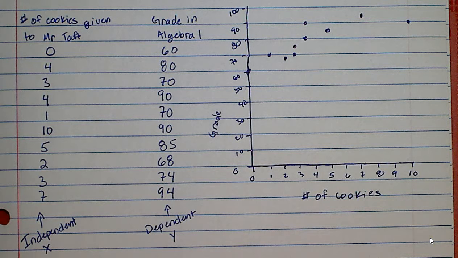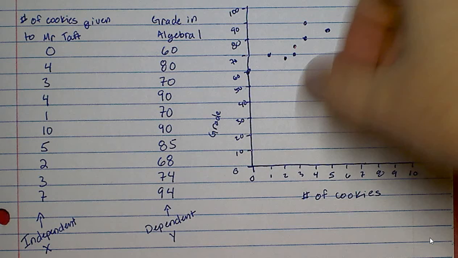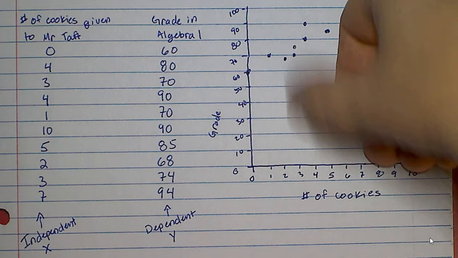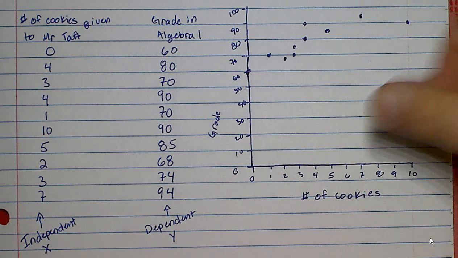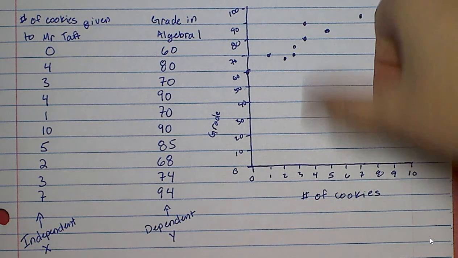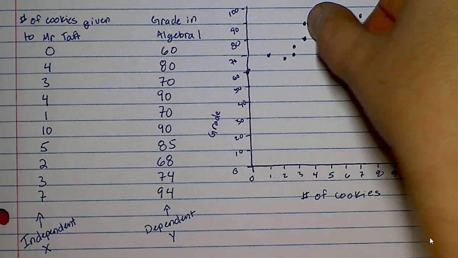All right. Do you guys generally see the pattern that's formed by this? The more the cookies, the higher the grade. Generally, right? Is that always the case? No, because there's this dude right here who gave me 2 cookies who didn't get as high a grade as they should have, and there's this person here who gave me 3 cookies who got as high a grade as the person who gave me 10 cookies.